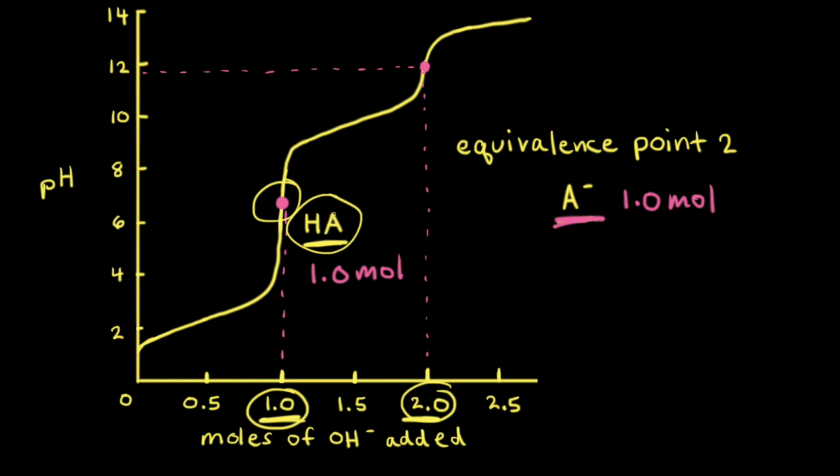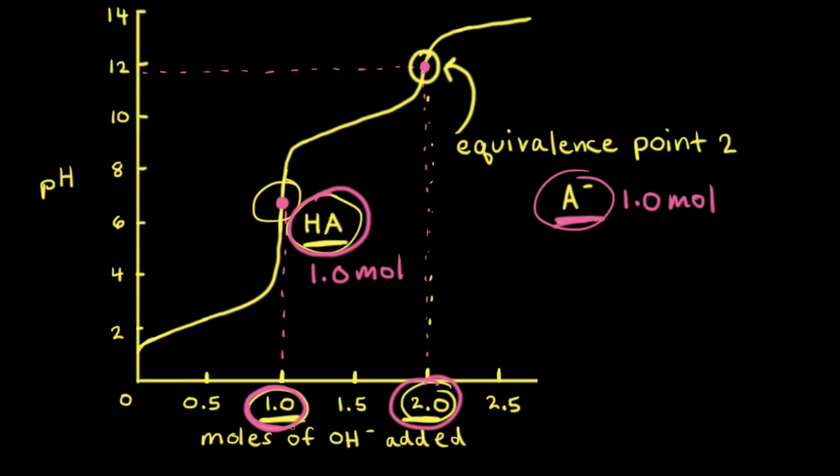And since the extra mole of hydroxide anions completely neutralizes the HA and turns it into A-, after we've added a total of 2 moles of hydroxide anions, we go up to where that intersects our titration curve, and this point represents equivalence point 2. So equivalence point 1 occurs after adding 1 mole of hydroxide anions, and we can see the pH by going over to the y-axis. And equivalence point 2 occurs after we've added a total of 2 moles of hydroxide anions.